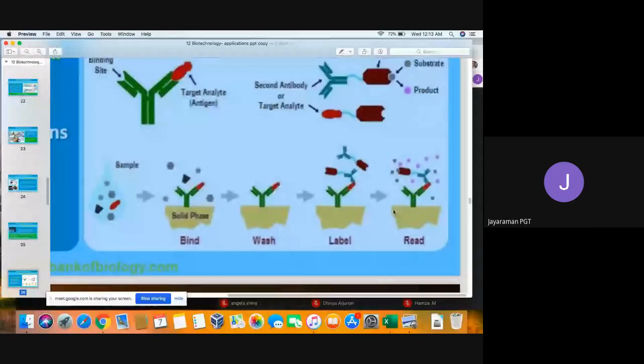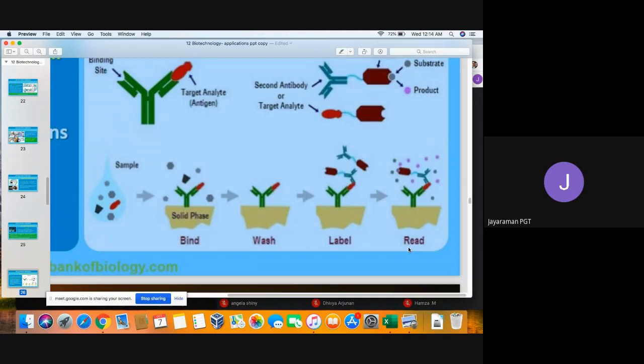Suppose one changes the color when the substrate is used, that can break into two parts. Then we can change the color. The substrate and the indicator will be added together. Normally the blue color will be expressed. The substrate with the chromogenic substance indicator, when the substrate is converted into product, the color changes. Normally blue color appears in the solution.